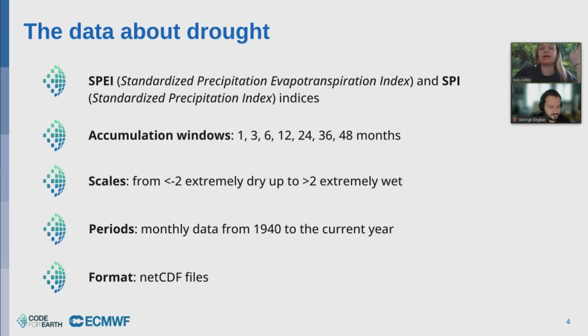So the specific data we were looking at were in particular two drought indicators: the standardized precipitation index, which just has one variable, precipitation, and then the SPEI, which provides a broader understanding because it accounts for both precipitation and temperature-driven water loss through evapotranspiration, which is a hard word to say. We also looked at different accumulation windows from 1 to 48 months, and if you saw on the first slide there was a scale of the drought indicators, so -2 being extremely dry, i.e. a severe drought, and +2 being extremely wet. And we looked at the monthly data from 1940 to the current year, provided in NetCDF format.